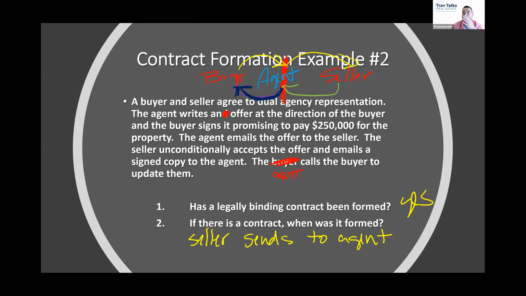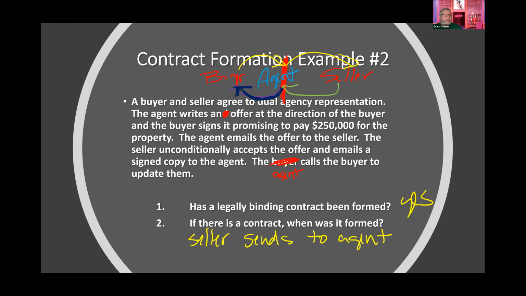So agency rears its ugly head again. You thought you were done with agency. There it is again. Because would this be a different answer if this had not been a dual agent? Yes. Let's say that this agent was a seller sub-agent or just a listing agent. Which line would be the contract if the agent was not on both sides? If they were just on the seller side, which line would it be? The purple one. It would be the purple one. Does that make sense for everybody?